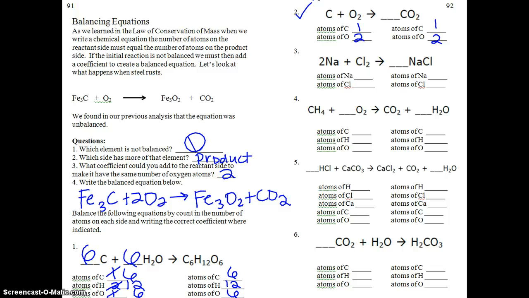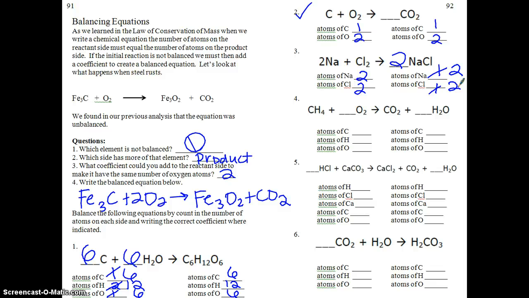How many atoms of sodium? 2. How many atoms of chlorine? 2. How many atoms of sodium? 1. And how many of chlorine? 1. What do we need to do to balance this equation? Good. Just put a 2 as a coefficient. So that means we have 2 atoms of sodium and 2 atoms of chlorine. Number 4.